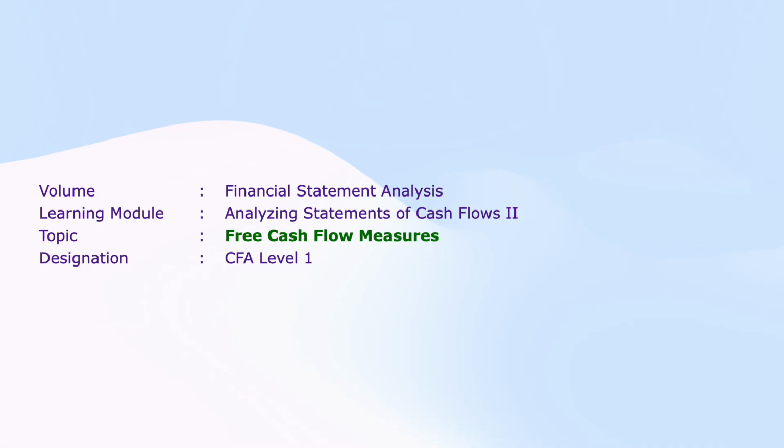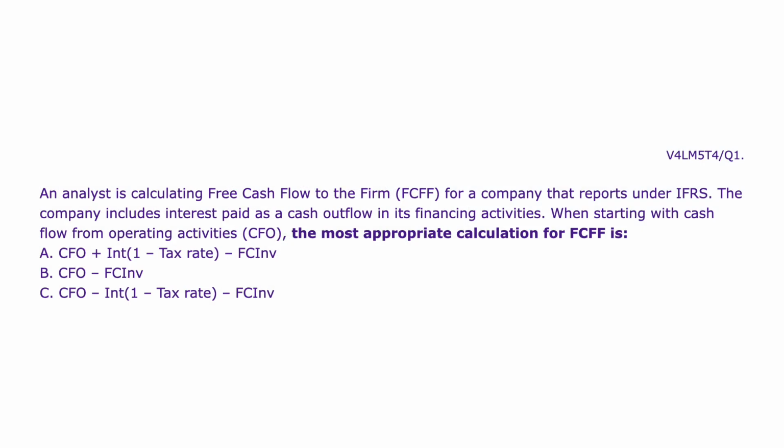Topic: Free cash flow measures. An analyst is calculating free cash flow to the firm, FCFF, for a company that reports under IFRS. The company includes interest paid as a cash outflow in its financing activities. When starting with cash flow from operating activities, CFO, the most appropriate calculation for FCFF is A, CFO plus interest times 1 minus tax rate minus fixed capital investment.